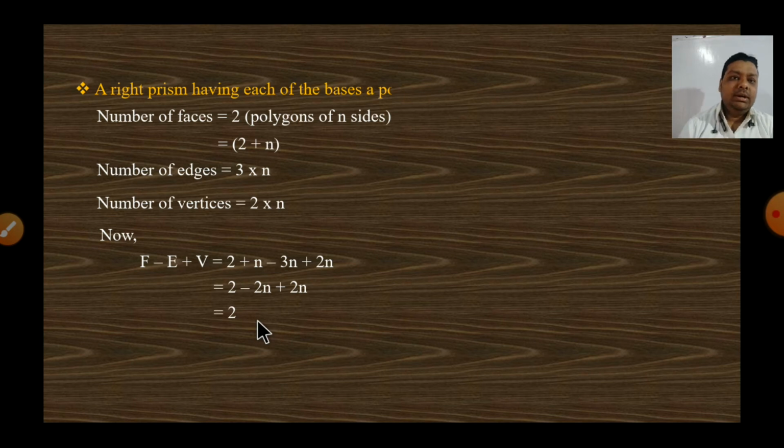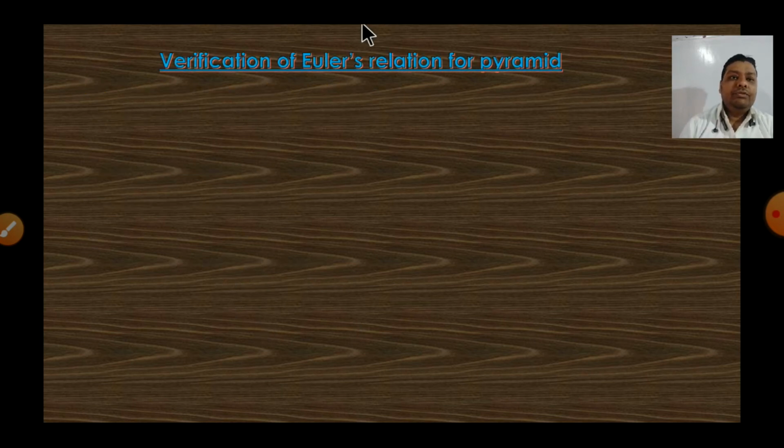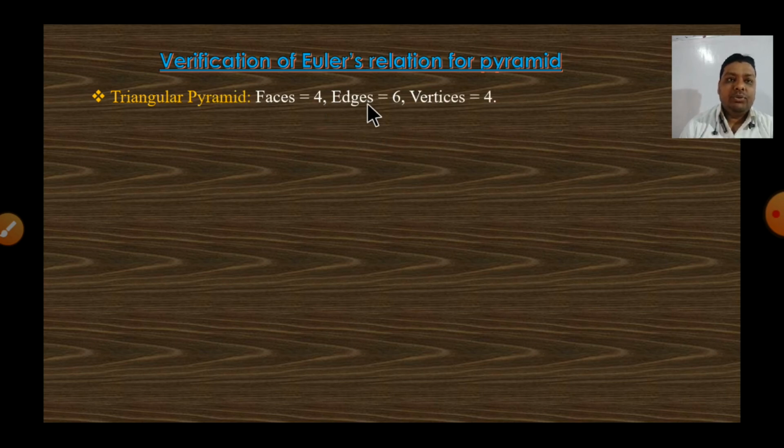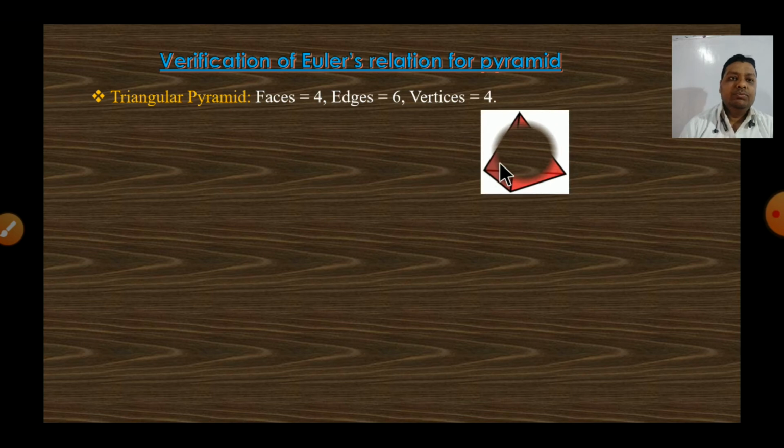Now, verification of Euler's relation for pyramids, because prisms we have done. Now triangular pyramid. We know that in a triangular pyramid the faces are 4, edges 6 and vertices 4. You can see the pyramid. Now let's verify Euler's formula. Faces 4, edges 6 and vertices 4. 4 minus 6 is minus 2, then plus 4, again 2.